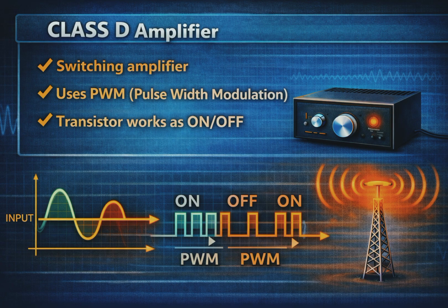Class D amplifier. Finally, we have the Class D amplifier. Unlike other amplifiers, Class D is a switching amplifier. In this amplifier, the transistor works like a switch, turning on and off rapidly. Instead of amplifying the signal directly, it uses a technique called PWM, pulse width modulation. The audio signal is converted into a series of pulses whose width represents the signal amplitude. This switching method greatly improves efficiency.